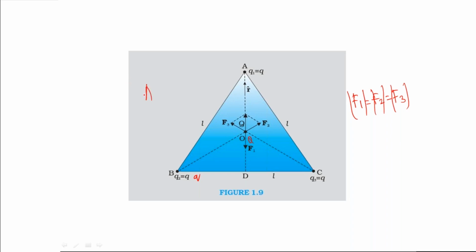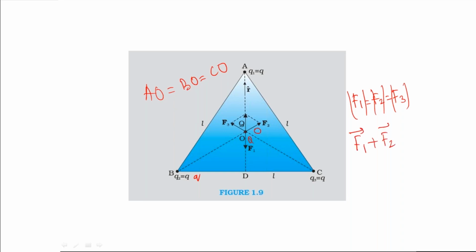See, this is the centroid. From any vertex to the centroid, the distance will be the same. Like if this point is O, then AO will be equal to BO, equal to CO. So the distance from each vertex to the centroid will be the same. Okay, that means the magnitude of all these forces will be the same.